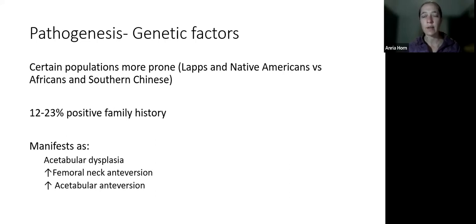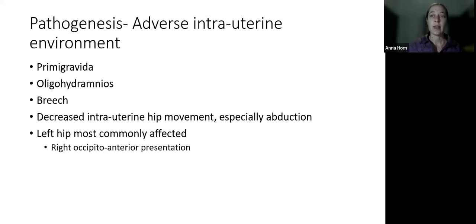But we also know that the European population, so your standard white Europeans, are far more prone to develop DDH than other demographics. About 12 to 23% of patients with DDH will have some form of positive family history if you delve deep enough. And this will then manifest as either acetabular dysplasia, with or without femoral neck anteversion and acetabular anteversion. So an adverse intrauterine environment can also lead to the development of DDH.